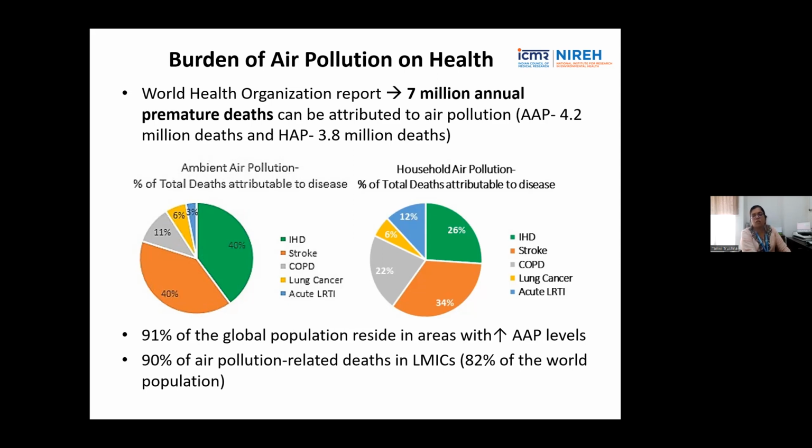Unfortunately, almost 91% of the global population resides in areas where the ambient air pollution is higher than the levels prescribed by WHO. And let me remind you that this 90% is calculated based on the WHO 2005 guidelines. So if we look at the 2021 guidelines, most probably an even higher percentage of the global population is exposed to exceeded levels.